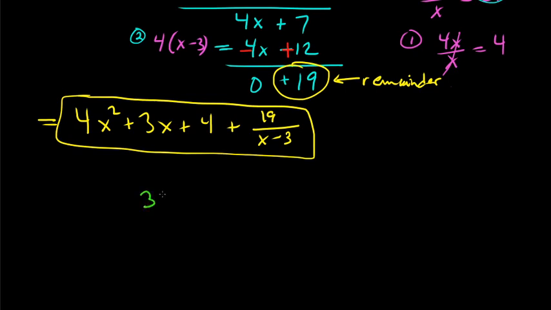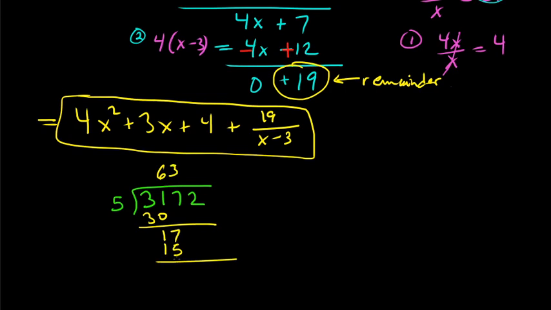If we do 3,172 divided by 5, well, you can work it out. So 31 divided by 5 is 6. 6 times 5 is 30. When you subtract, you just get 1. Bring down the 7. 17 divided by 5 is 3. 3 times 5 is 15. Subtract. 17 minus 15 is 2.